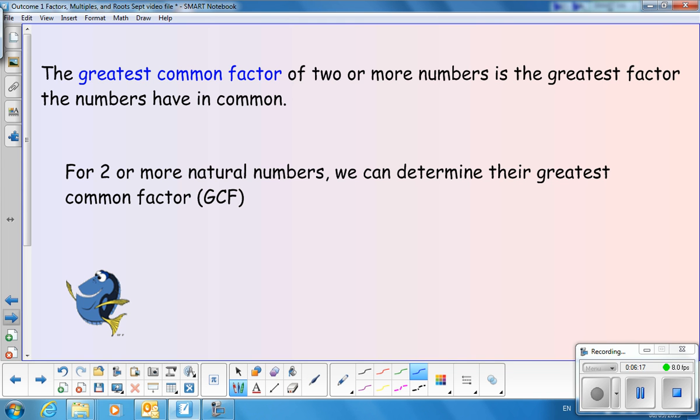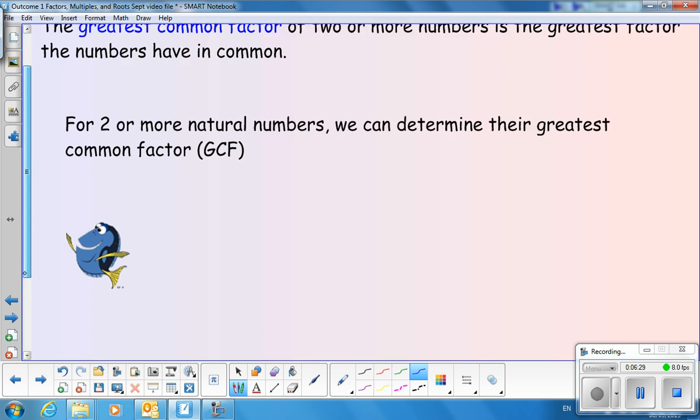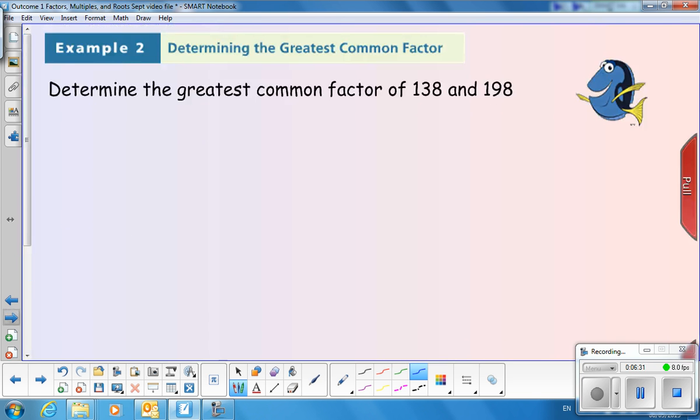The greatest common factor of 2 or more numbers is the greatest factor the numbers have in common. For 2 or more natural numbers, we can determine their greatest common factor, or GCF. Determine the greatest common factor of 138 and 198.